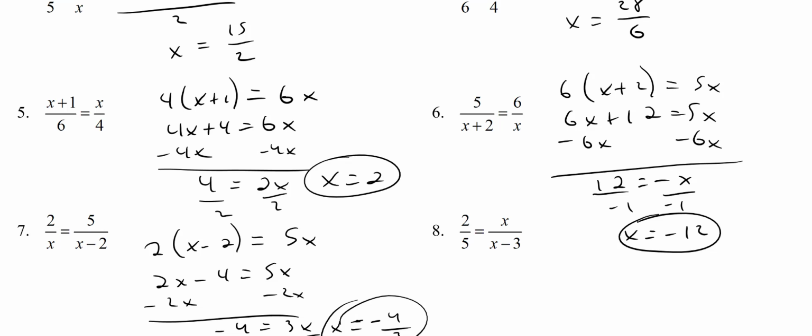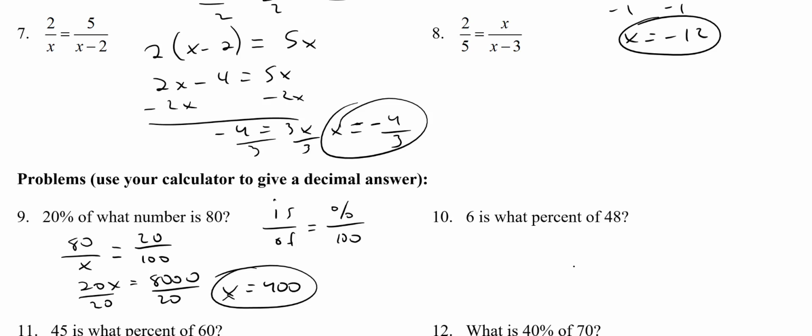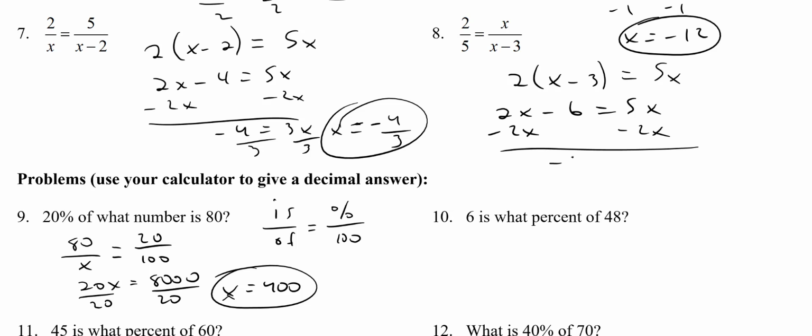Again, cross multiply. I got 2 times x minus 3 equals 5x. Distribute, so 2x minus 6 equals 5x. Subtract 2x from both sides. So negative 6 equals 3x, divide by 3. This one you should simplify. You should know that 6 divided by 3 is 2, but in this case it's negative 2.